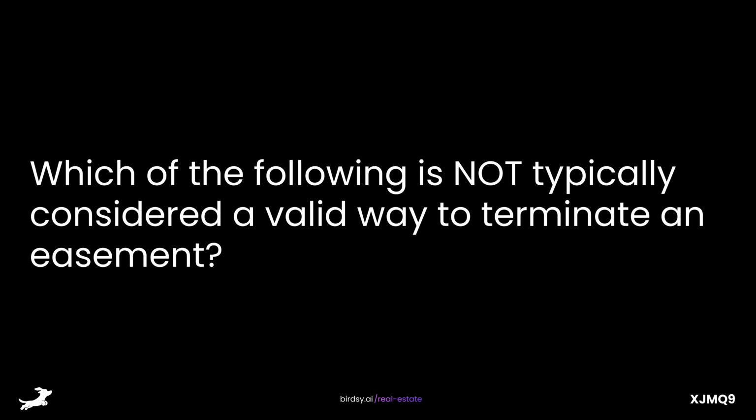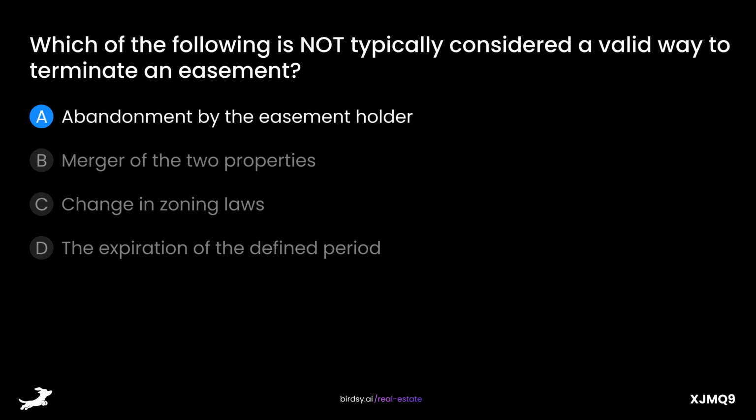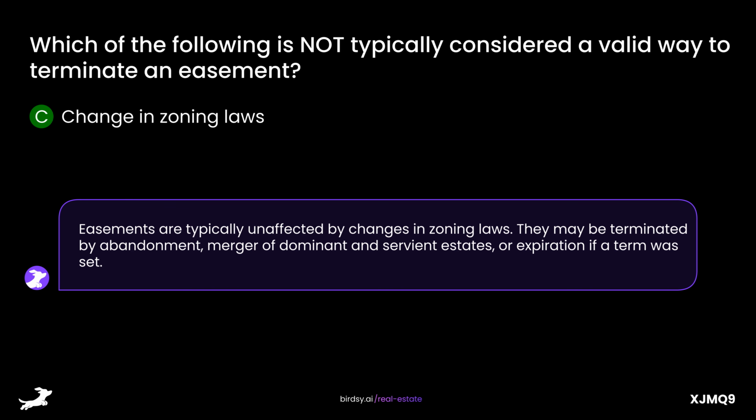Which of the following is not typically considered a valid way to terminate an easement? Is it A, abandonment by the easement holder? B, merger of the two properties? C, change in zoning laws? Or D, the expiration of the defined period? The answer is C, change in zoning laws. Easements are typically unaffected by changes in zoning laws. They may be terminated by abandonment, merger of dominant and servient estates, or expiration if a term was set.